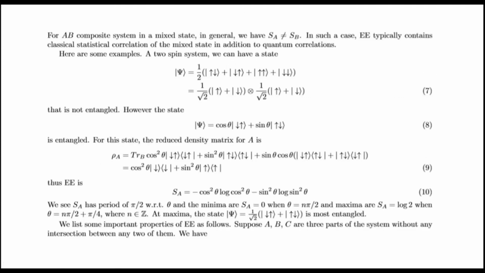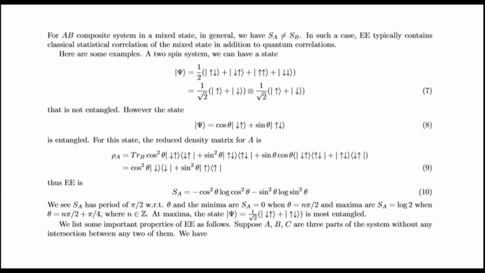For an AB composite system in a mixed state, in general we have S_A not equal to S_B. In such a case, entanglement entropy typically contains classical statistical correlation of the mixed state in addition to quantum correlations. Here are some examples. A two-spin system. You can have a state that is not entangled, however this state is entangled. For this state, the reduced density matrix for A is this, and the entanglement entropy is this.